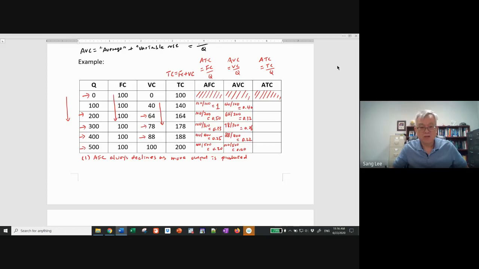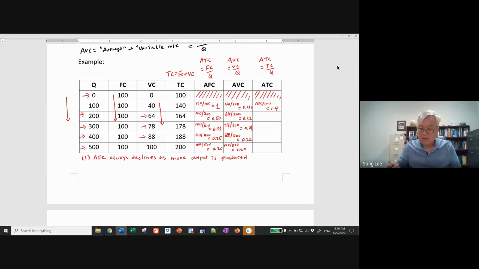So the total cost of producing 100 units is what? 140. So you can divide the total cost by the quantity, and then it's what? 1.4. That means when you spread the total expense, total cost, over 100 units produced evenly, then what? The typical unit costs $1.40.